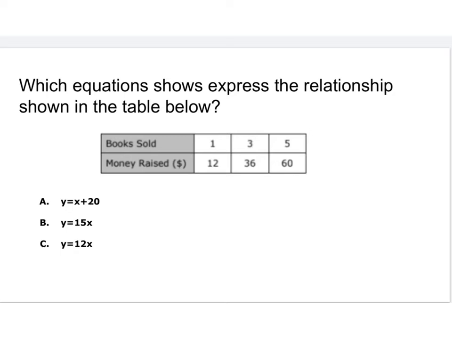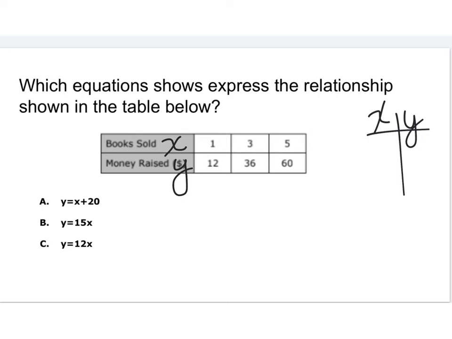So in this first one, it wants to know which of these equations best represents this table. And so what we're going to do is look at the x values and plug them into each of these equations to figure out which one gives me the y value. So when we're looking at a table, we have to remember that these are the x values and this is the y values. If we had a vertical table, x, y.